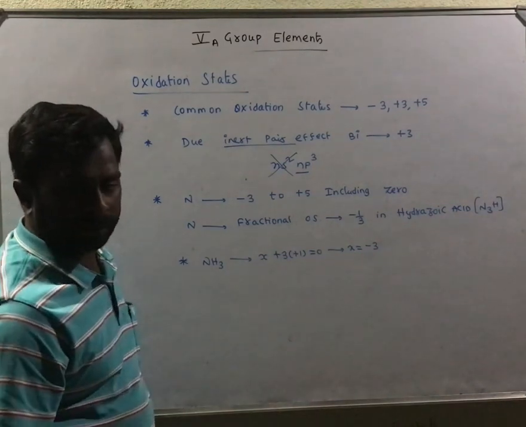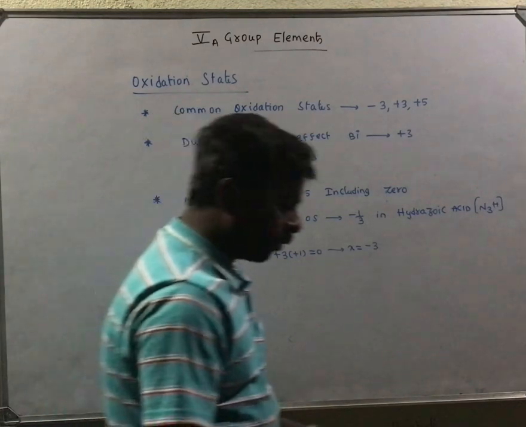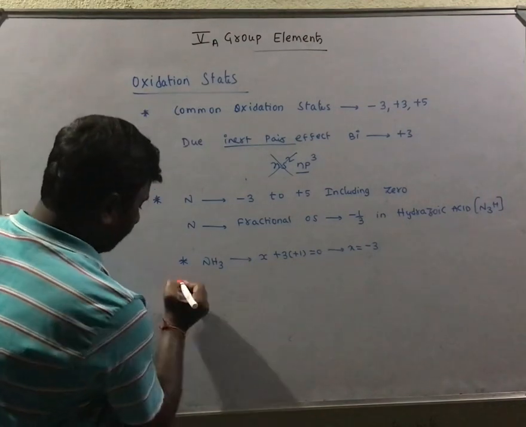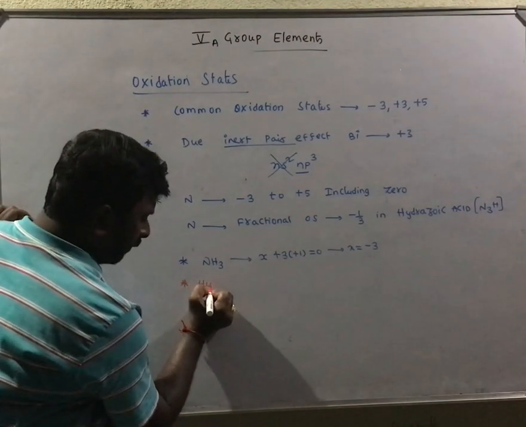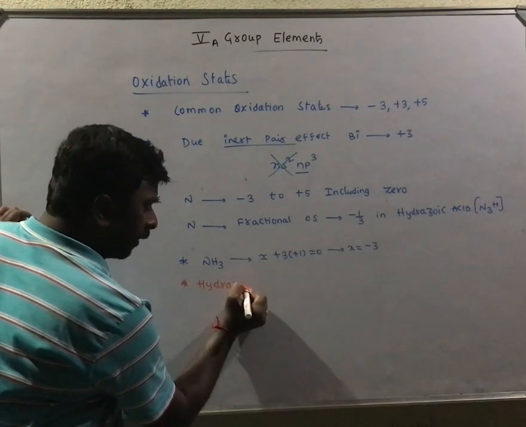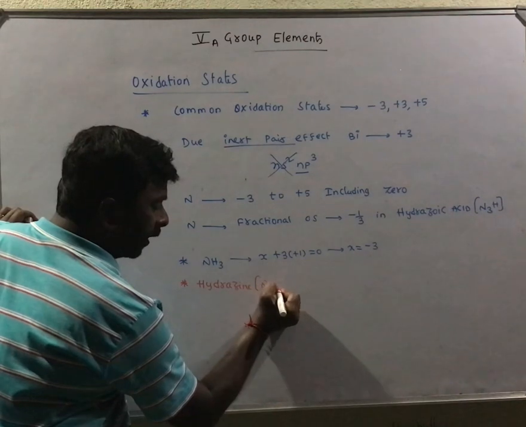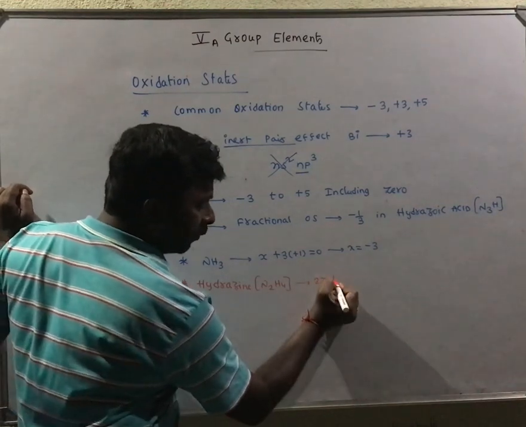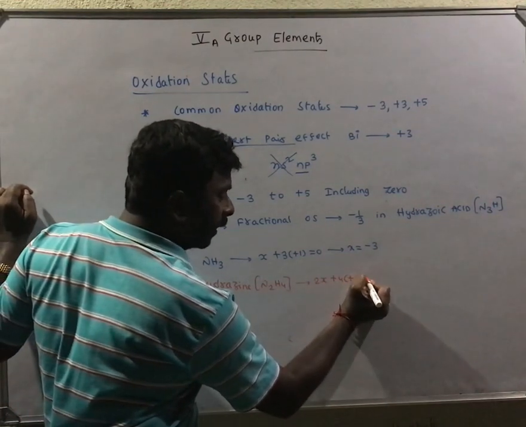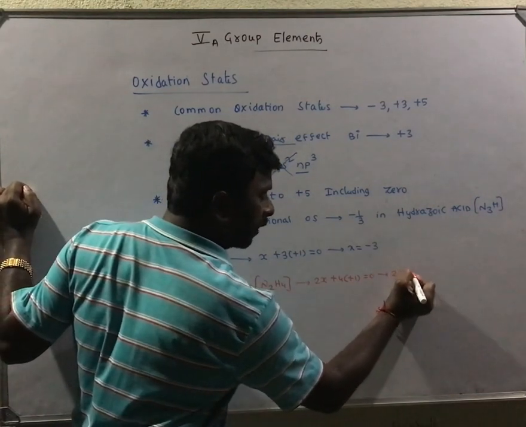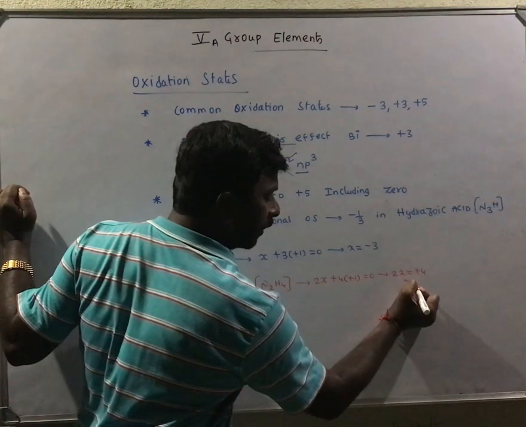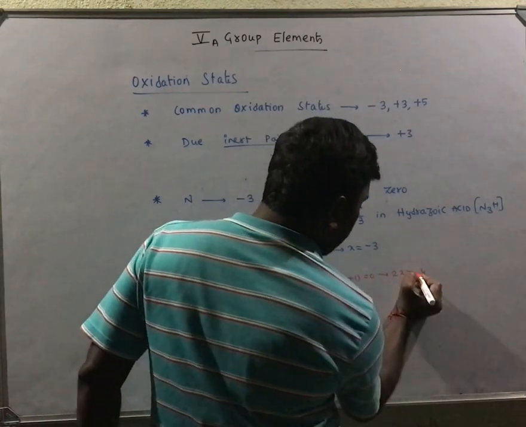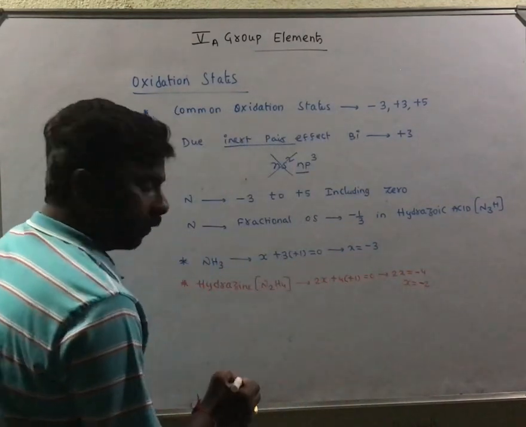Already you know the name of NH3. NH3 means ammonia. Suppose you consider hydrazine. Its molecular formula is N2H4. Here how many nitrogens? 2 nitrogens plus 4 hydrogens. 4 into plus 1 equals 0. Therefore 2x equals minus 4. Sorry, 2x equals minus 4, x equals minus 2.